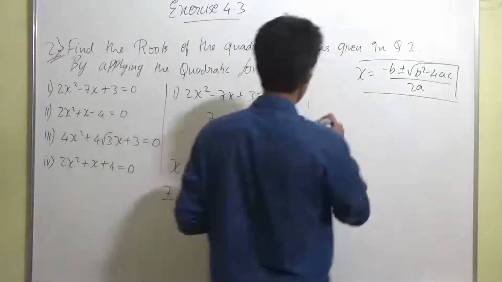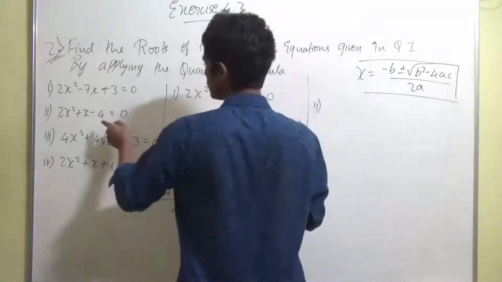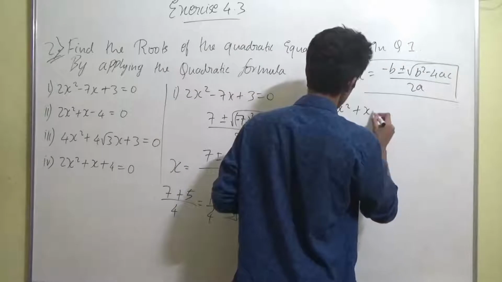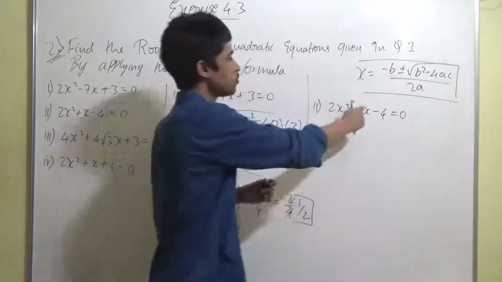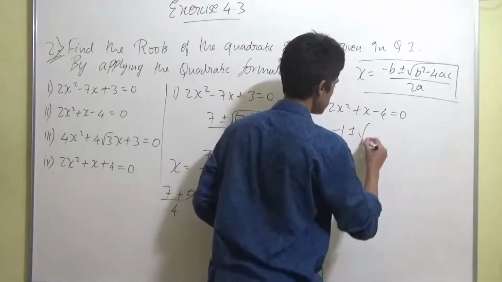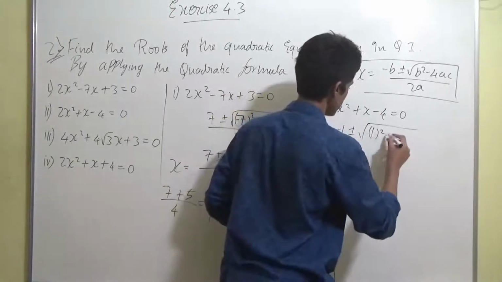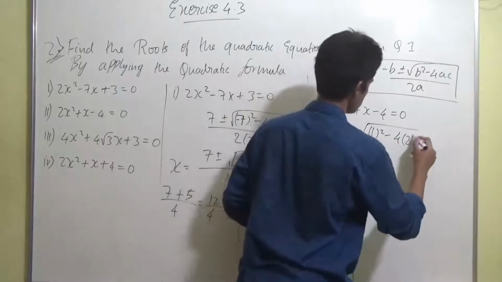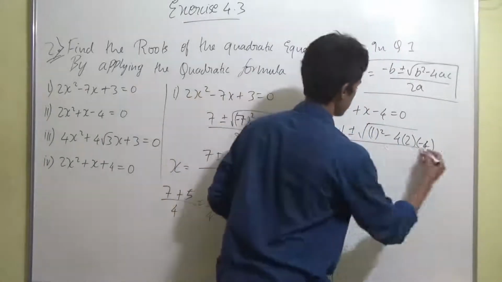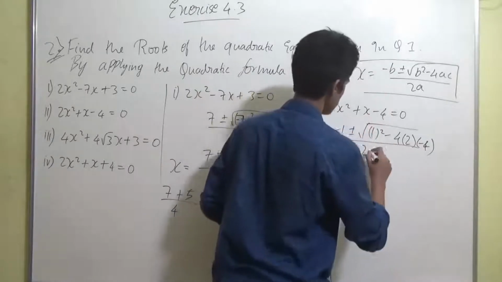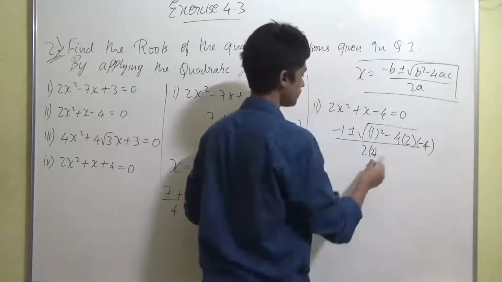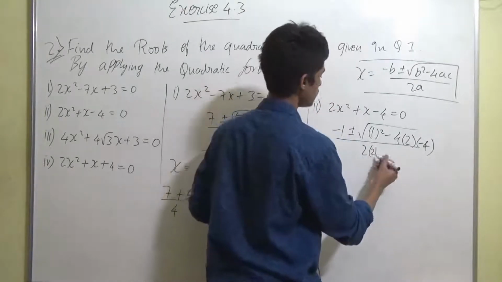Okay, guys, now let's go to the second sub question. The second sub question is 2x square plus x minus 4 equal to 0. Now we'll apply this formula on this equation. It will become minus b is minus 1 plus or minus root of b square is 1 square minus 4 into a into c. c is minus 4, right? By 2a. 2 into a, what is a? 2. Done. Over. Now what will we do?